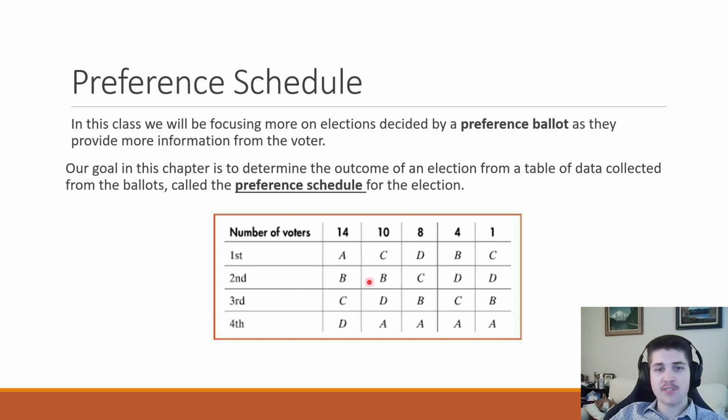So anyways, we call this a preference schedule. And again, it's a preference ballot because each voter is given a ranking of a lot of different candidates. They're not given a single choice in the matter.